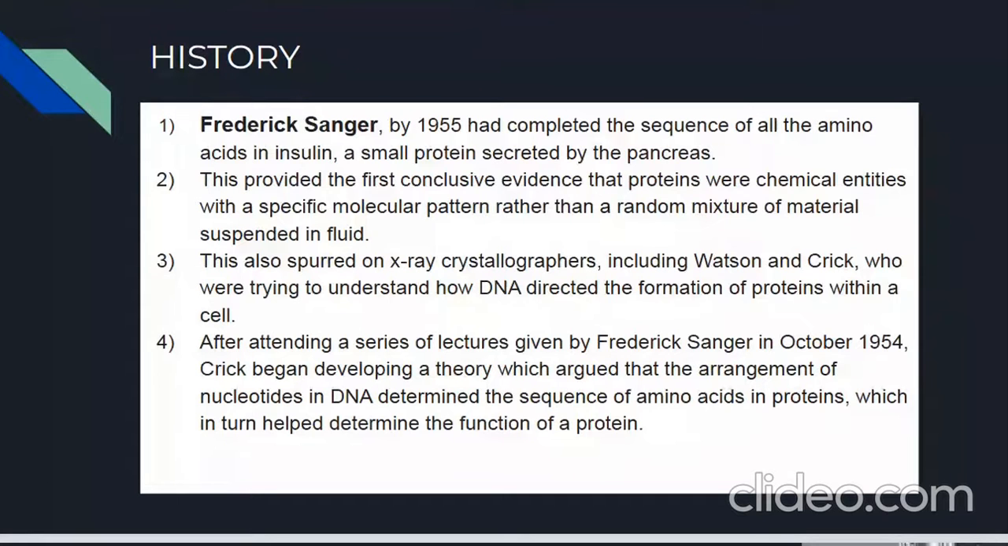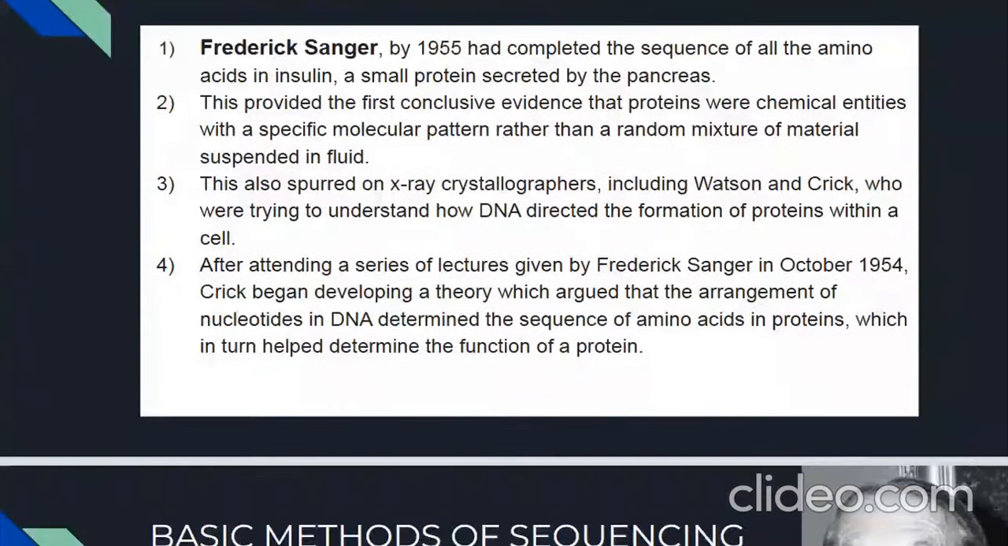It had some chemical structure, and it was just a suspension in a fluid. That's what everyone thought. But Frederick Sanger gave this out, and it spurred the whole community of X-ray crystallographers. Watson, Crick, these people started understanding that there's something connecting DNA and protein. Once they got to know that protein had a certain pattern, they understood that DNA is connected to protein, and the whole idea of whatever we learn today, the most basic things, is a product of this particular invention.